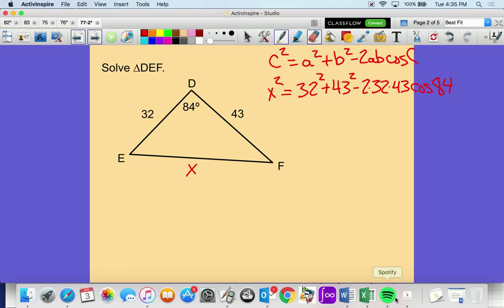From there, you can type it all in your calculator. So we've got 32 squared plus 43 squared minus 2 times 32 times 43 times cosine of 84. Then we get x squared equals approximately 2585. And then remember, to get x by itself, we have to take the square root of that to get an answer of 50.8. After we're done with that, we still have to find these two angles here. From there, we have a side and an angle that match up, so we can do sine law.